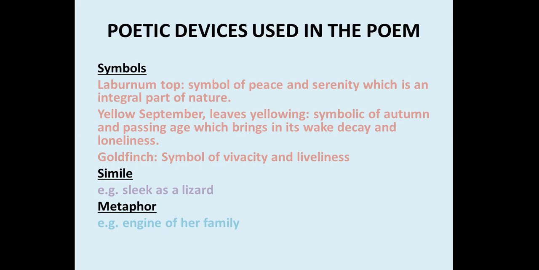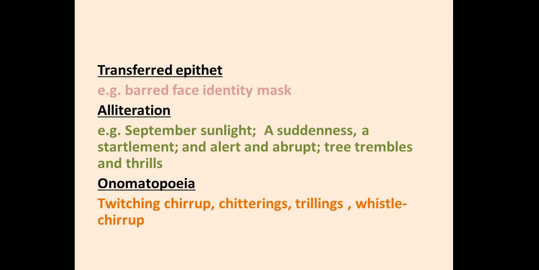Here in this poem, the poet has described a different situation. For example, the bird's barred face identity mask, meaning the flowers of the laburnum tree fall like bars, and when the bird sits behind the flowers, the shadow of the flowers on her face looks like she is wearing a mask that has bars on it. So, this is the example of transferred epithet. Students, you can see the examples I have highlighted in this slide.